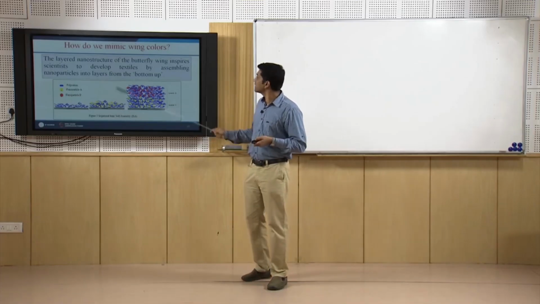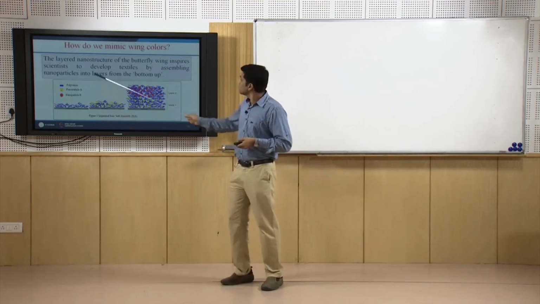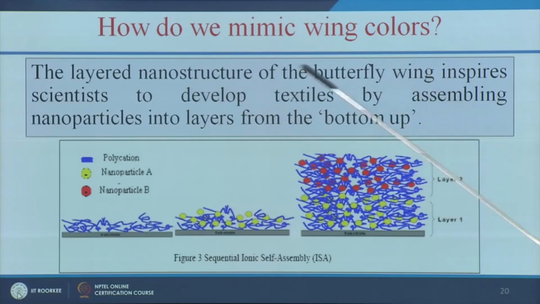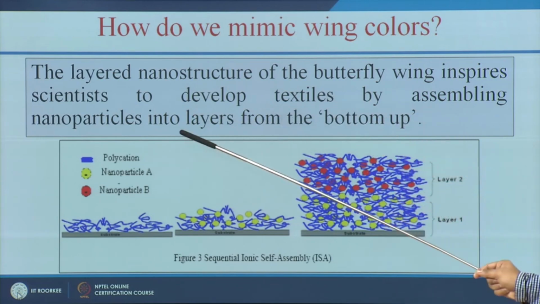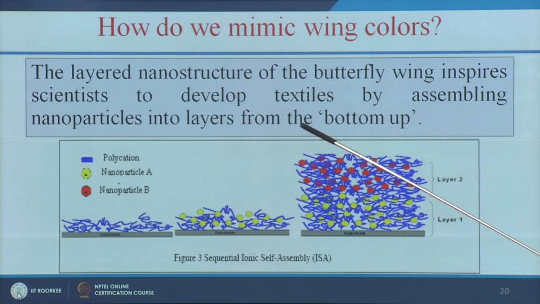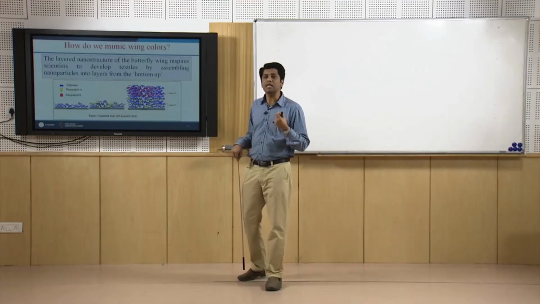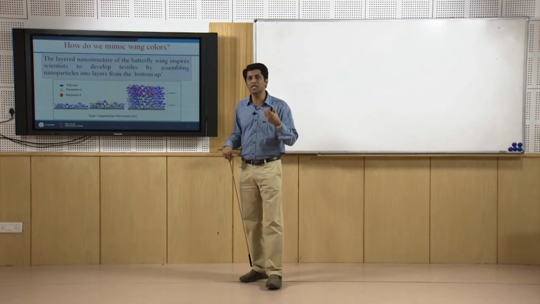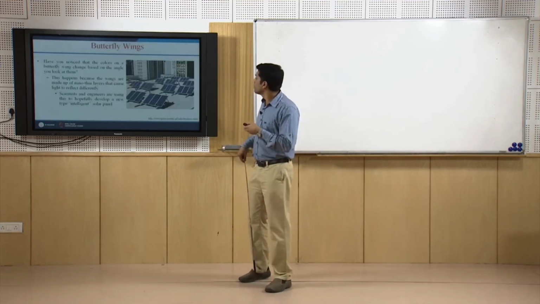So how do you mimic these colors? The layered nanostructure of butterfly wings inspired scientists to develop textiles by assembling nanoparticles into layers from the bottom up. So you can do the layer by layer assembly and make such kind of textile material. This textile material will give a different color in indoor light and a different color in outdoor light.